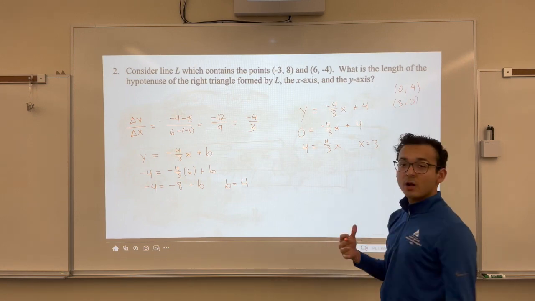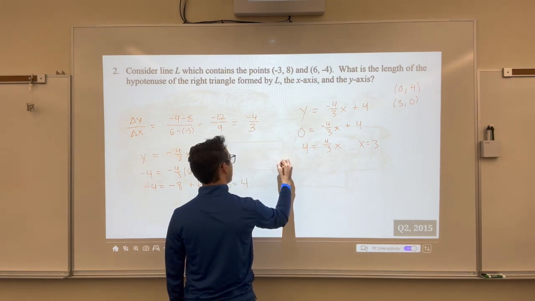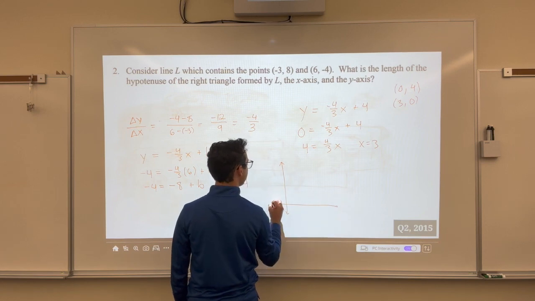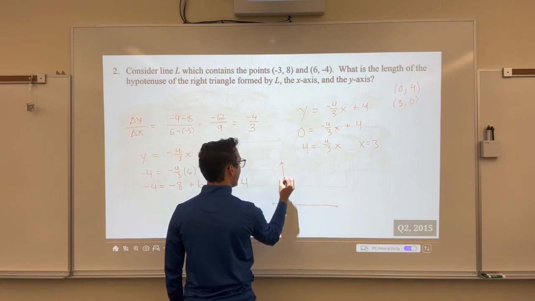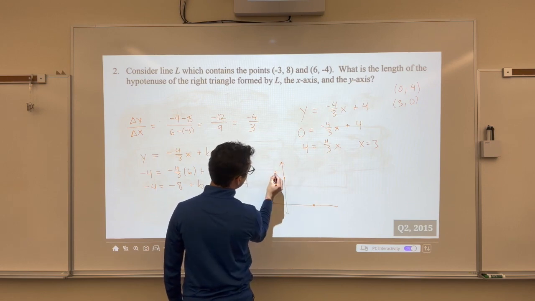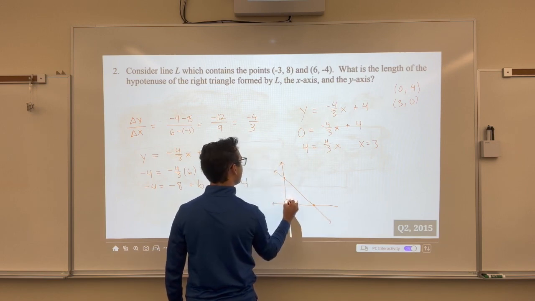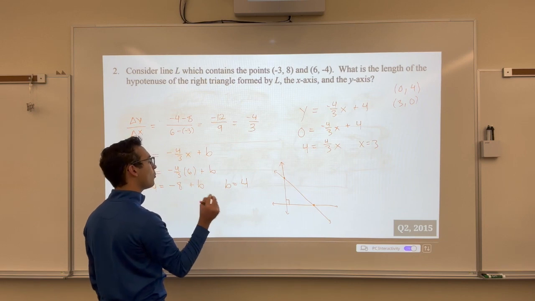So if we wanted to draw a picture of what this looked like, it would look like the following. So we would be in quadrant 1. This is the y-axis, this is the x-axis. We have a y-intercept of (0, 4), and an x-intercept of (3, 0). So the line would look something like that. And we have a right triangle here formed by line L, the x-axis, and the y-axis.